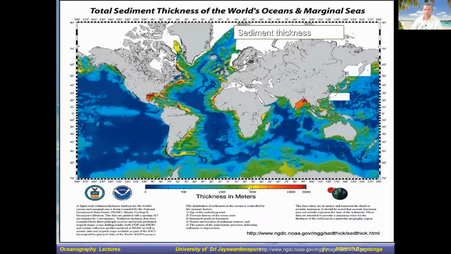Like the green around 1000 to 2000, and then yellow 5000. Likewise the red colors are more than 10 kilometers deep, right, in some areas. So කොහෙද ලංකාව? It's here.